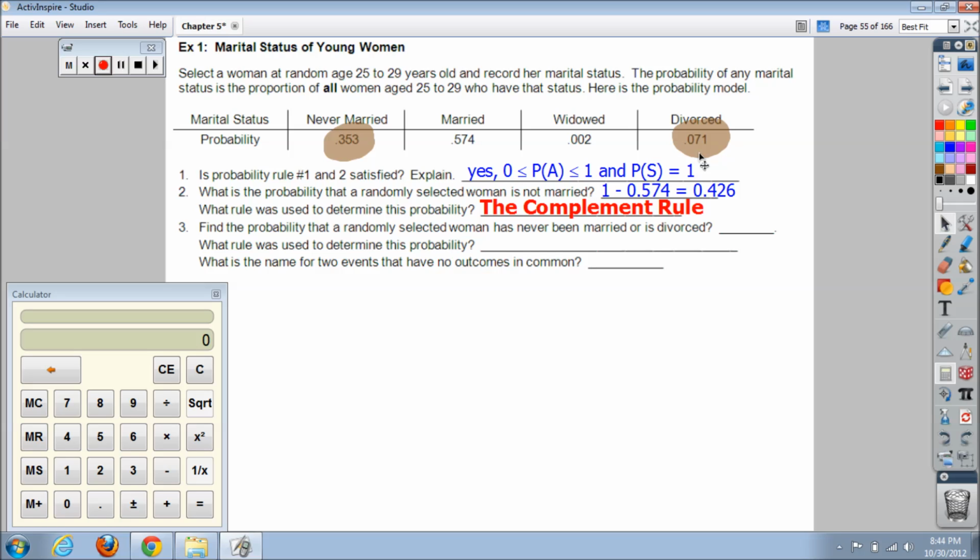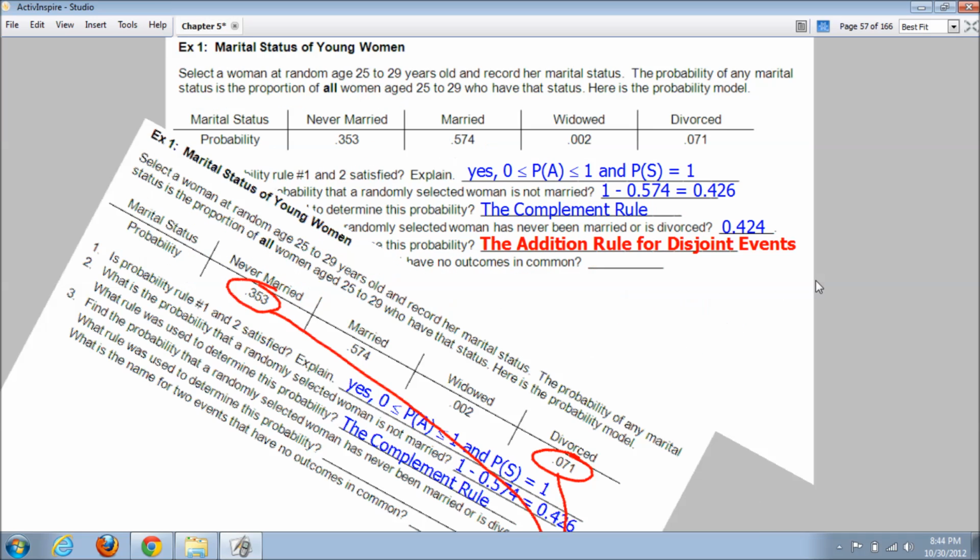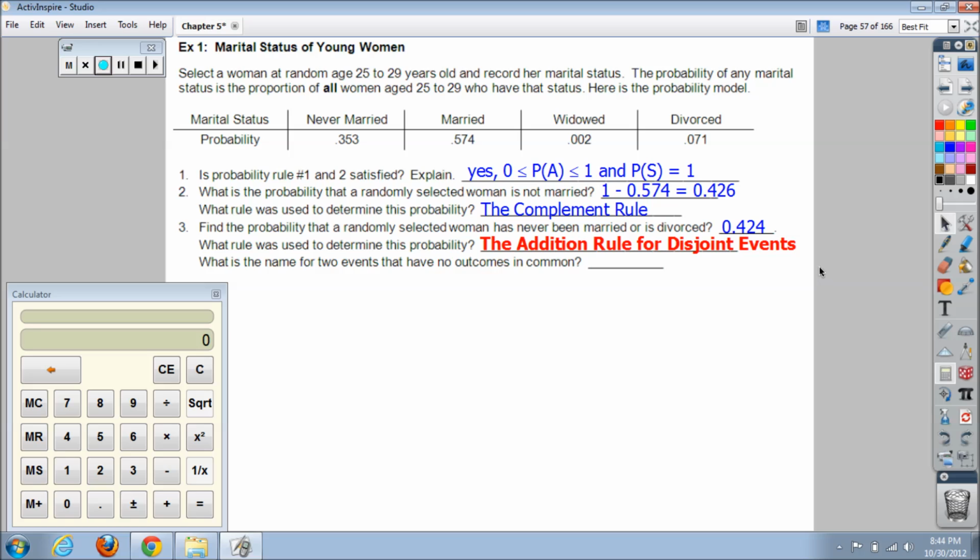Now these two events are disjoint. They have nothing in common. You cannot be divorced and have never been married, as we mentioned. So we talked about on the previous slide that if you have disjoint events, you are allowed to just add together their probabilities. And that's how I got this 0.424, by taking my 0.353 plus my 0.071. Together, that gives me my 42.4%. And this was from the addition rule for disjoint events.